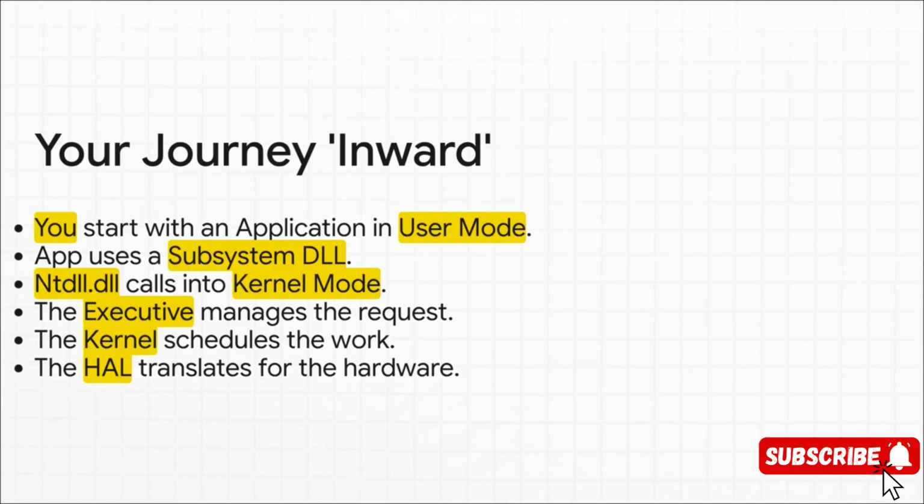So let's just quickly retrace our steps on this incredible journey inward. It all started with you running an app in user mode. That app used a subsystem DLL to talk to ntdll.dll, which made the jump into kernel mode. Once inside, the executive decided what to do, the kernel scheduled the work for the CPU, and finally, the HAL translated it all for your physical hardware. It's this beautiful, layered dance that happens for every single thing you do.